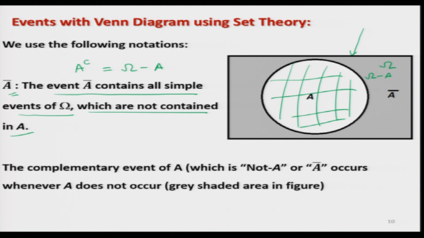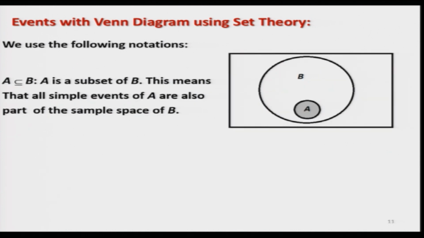So, this means the complementary event of A, which is not A or A complement, occurs whenever A does not occur, and this entire gray area is indicating all the events which are covered under the category of A complement, right.